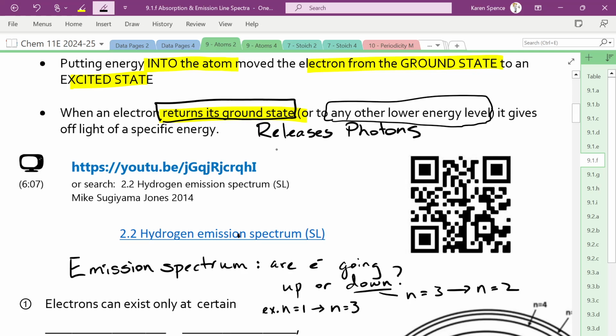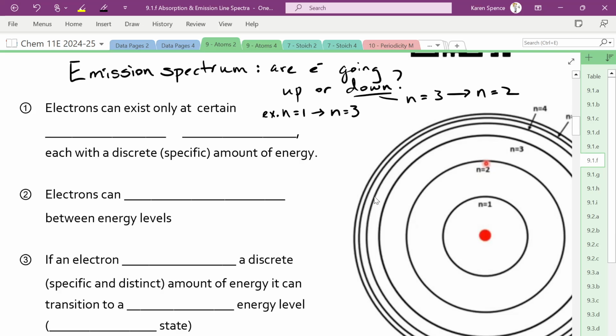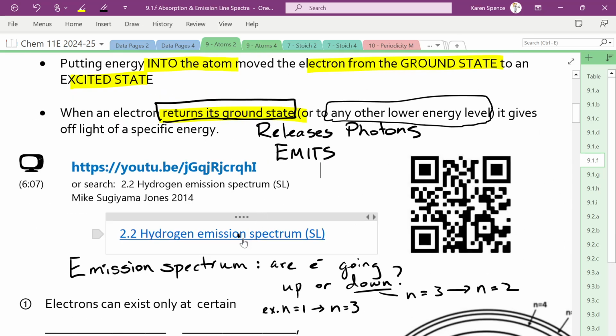Another word for releases is emits. And so we are looking at an emission spectrum. So what we're going to do is excite those electrons with some electricity. Let's just excite it with electricity for now, and then the electrons are going to fall back down, and we're going to get an emission spectrum. We're going to watch this little video here, and I'm hoping it will have some nice pictures and things in it. Okay, there we go.